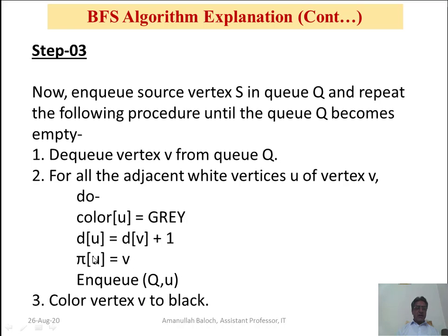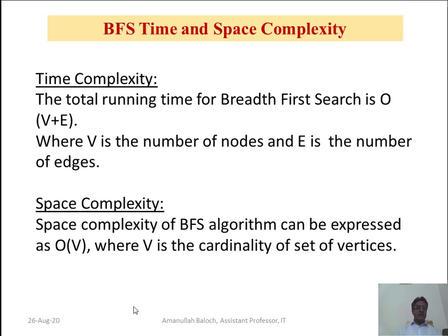Then we will search all the adjacent vertices of a node or of a vertex. Then we will make the color of that vertex black, because we have discovered all its adjacent vertices.